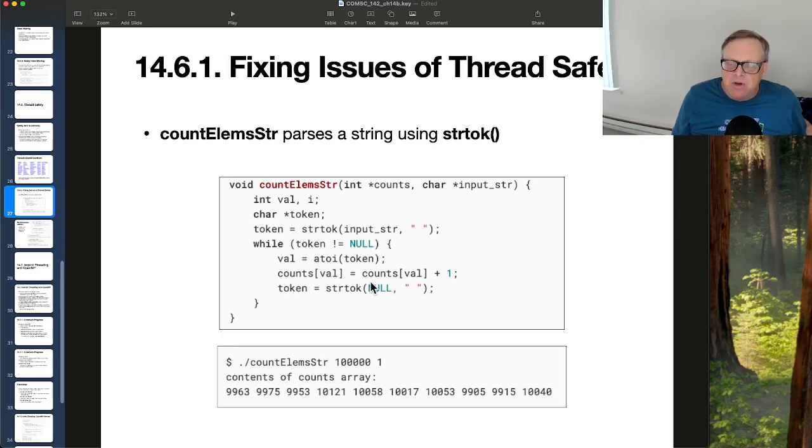You need to use those numbers and count how many times the numbers appear. So here it is running, and it works. If you have 100,000 elements, then you get about 10,000 in each bin, which means it's working all right.